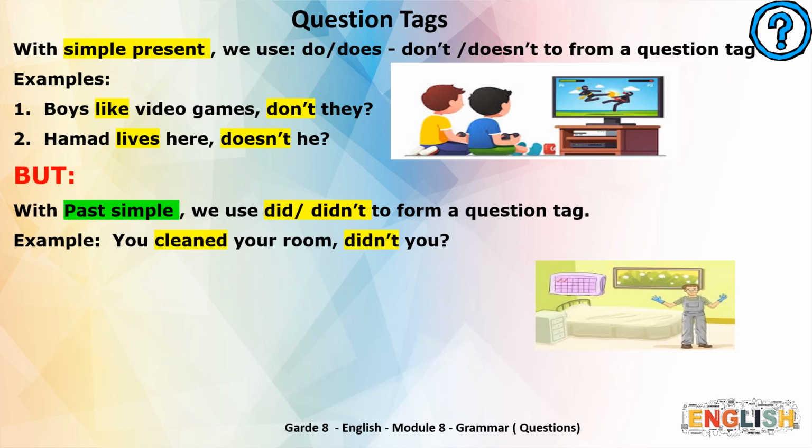Okay, now with the simple present, we use do or does, don't or doesn't to form a question tag. Let's see the examples. 1. Boys like video games. Don't they? Like, don't. 2. Hamad lives here. Doesn't he? Lives. Doesn't.